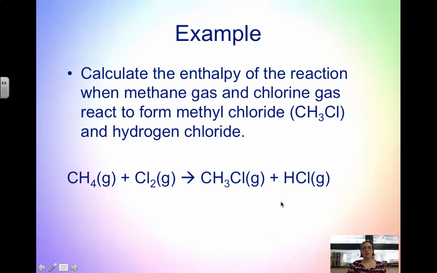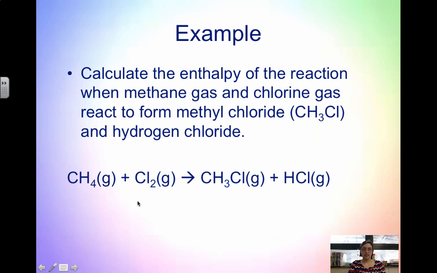So for an example here, we need to calculate the enthalpy of the reaction when methane and chlorine react to form methyl chloride and hydrogen chloride. So the first thing to do is notice that it says calculate the enthalpy of reaction and you're only given a reaction here. Well, that means we're probably going to have to use the bond energies or bond enthalpies. So what we need to do is determine which bonds are broken and which bonds are formed and how many.